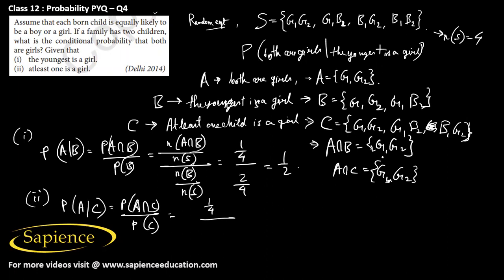divided by the probability of the event C. The number of elements in the event C is 3, so this would be 3 by 4. So the answer is 1 by 3. So these two are the final answers. Thank you.